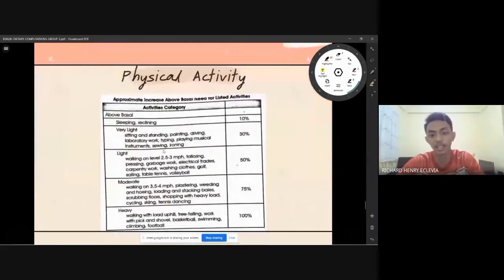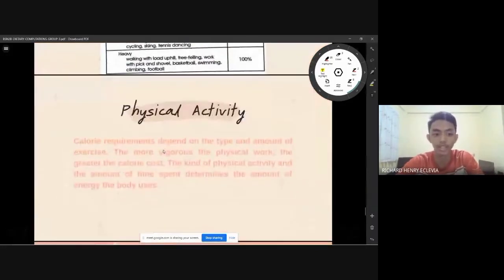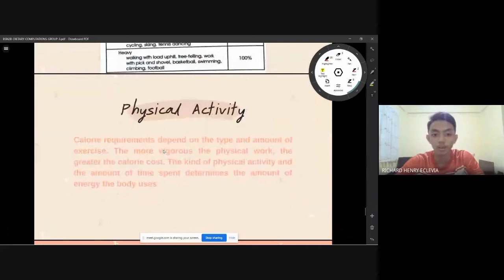Yan yung table. So, physical activity. Calorie requirements depend on the type and amount of the exercise. The more vigorous the physical work, the greater the calorie cost. The kind of physical activity and the amount of time spent determine the amount of energy the body uses.